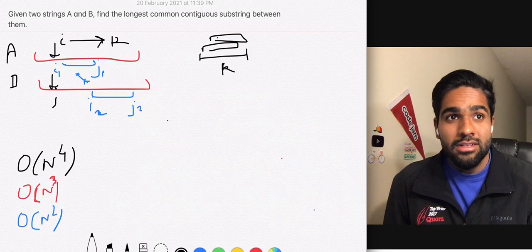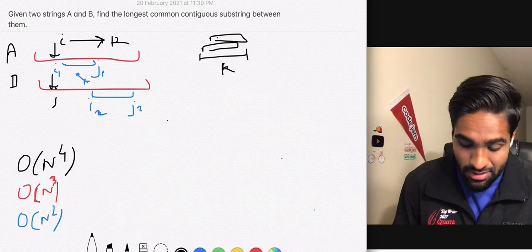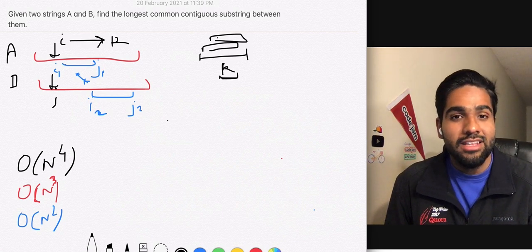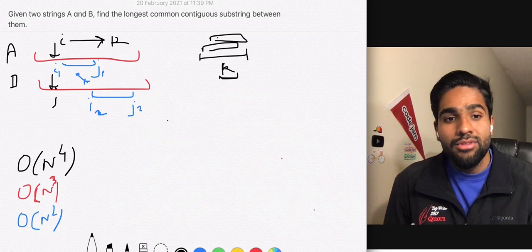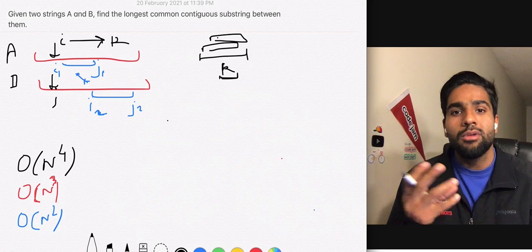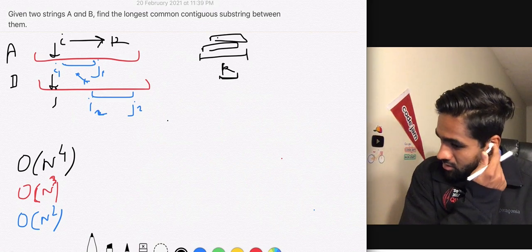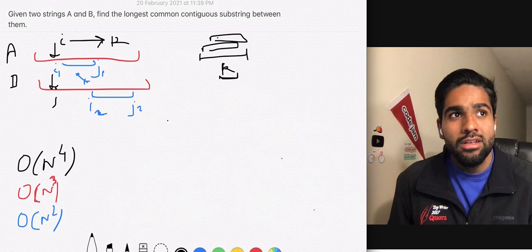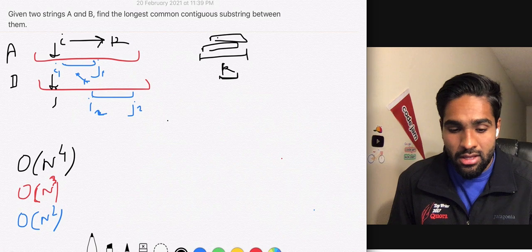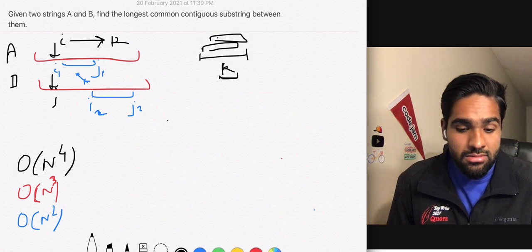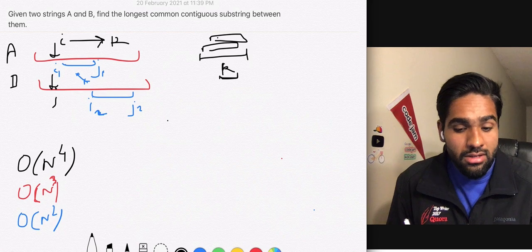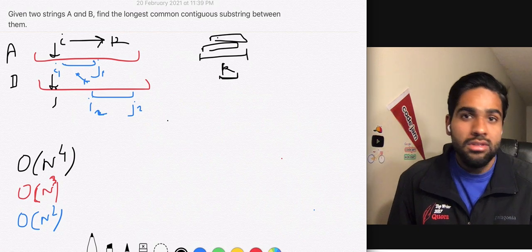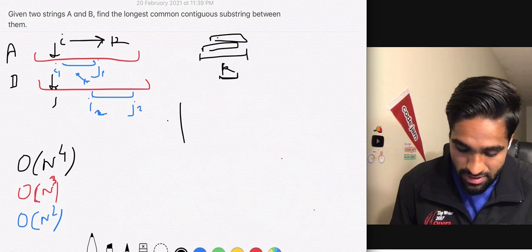Maybe we need to rephrase it and say that for any given k, can you tell me whether there is a substring of length k present in both? And if you can answer that, you can apply this technique called binary search. So when is binary search applicable? It's applicable when you're trying to find the tipping point of a binary function.